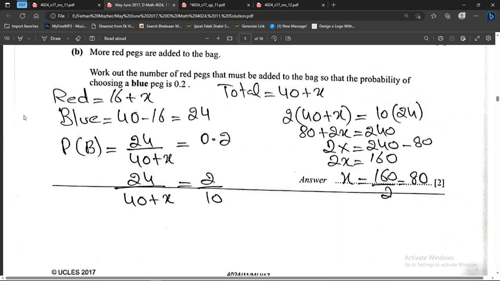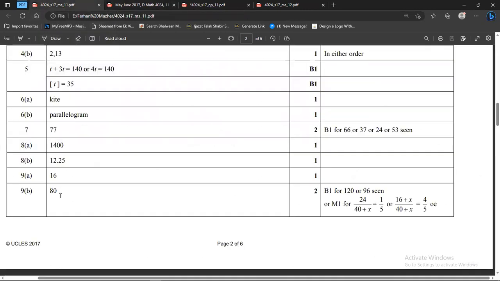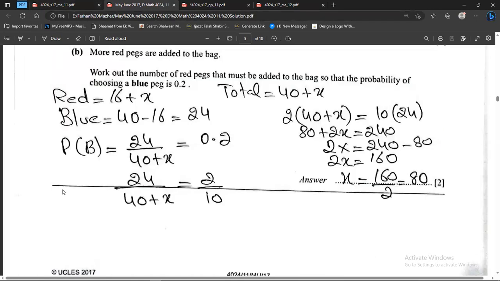The probability of the blue pegs will be 24 divided by the total pegs, that is 40 plus X, and that will be equal to 0.2, which means 2 by 10. So cross multiply. You will have 2 into bracket 40 plus X bracket close, equal to 10 into 24. So it will be 80 plus 2x equals 240. 2x will be equal to 240 minus 80. 2x will be equal to 160, and x will be equal to 160 divided by 2, so x will be equal to 80. So the red pegs which you have added are 80. And 80 is the right answer, sir. This is the solution.